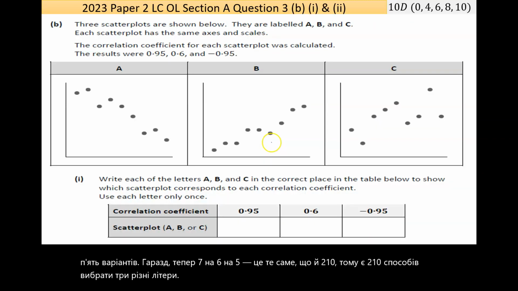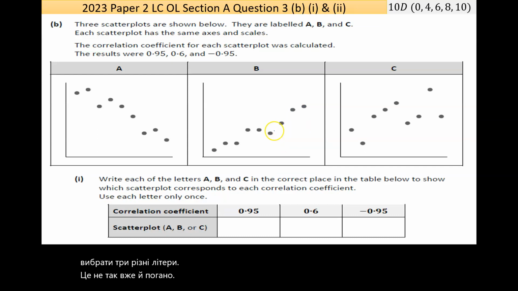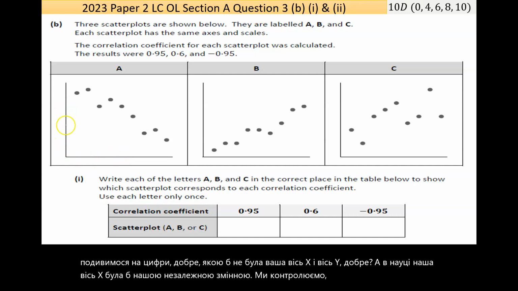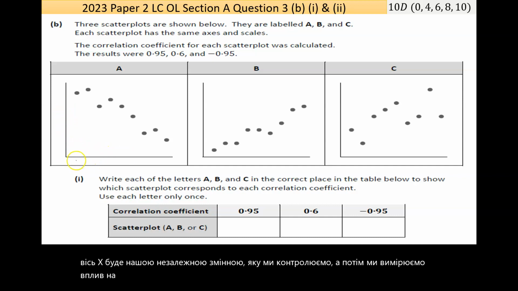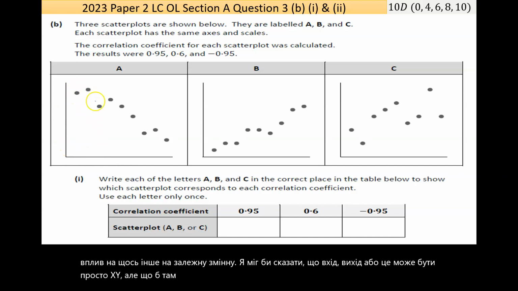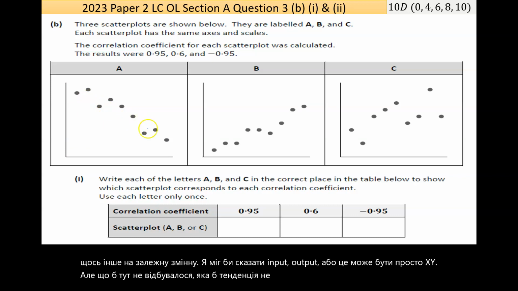That's not too bad. Now the next one, this is back into more regular territory, and even before we look at the numbers, whatever is your x-axis and your y-axis, and in science, our x-axis would be our independent variable, what we're controlling, and then we measure the effect on something else, on the dependent variable. We could say input, output, or it could be just x, y. But whatever's happening here, whatever trend is happening, it's a negative downward trend, okay?